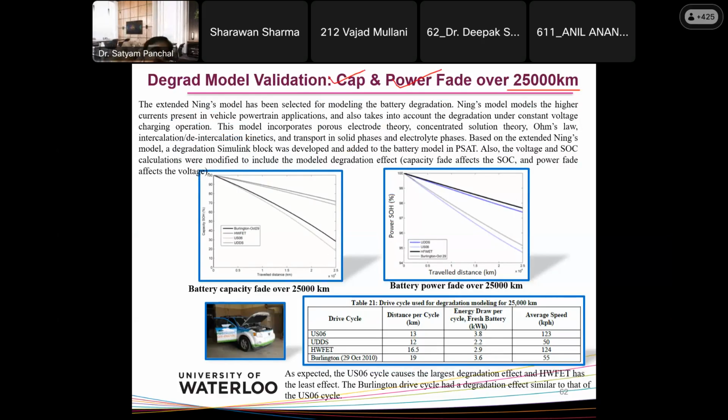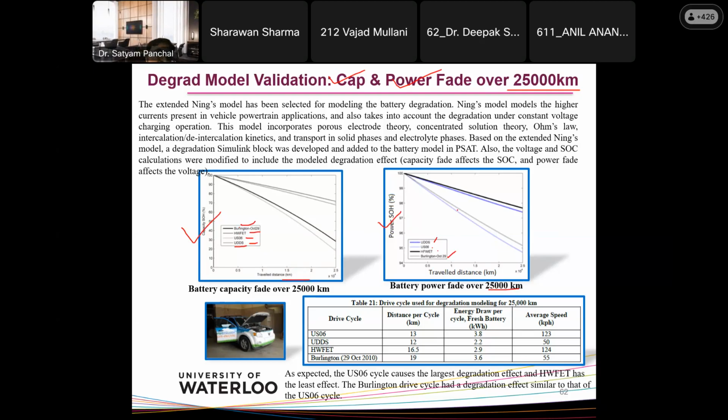And for that, the extended Nernst model has been selected for modeling this degradation. Here you can see state of health versus trip distance for the different drive cycles: US06, then UDDS, known as the Urban Dynamometer Driving Schedule, HWFET, the Highway Fuel Economy Test, and then the electric vehicle, the Burlington Hydro EV, and the corresponding power fade over 25,000 kilometers, again for US06, UDDS, and HWFET. Burlington Hydro is provided over here.